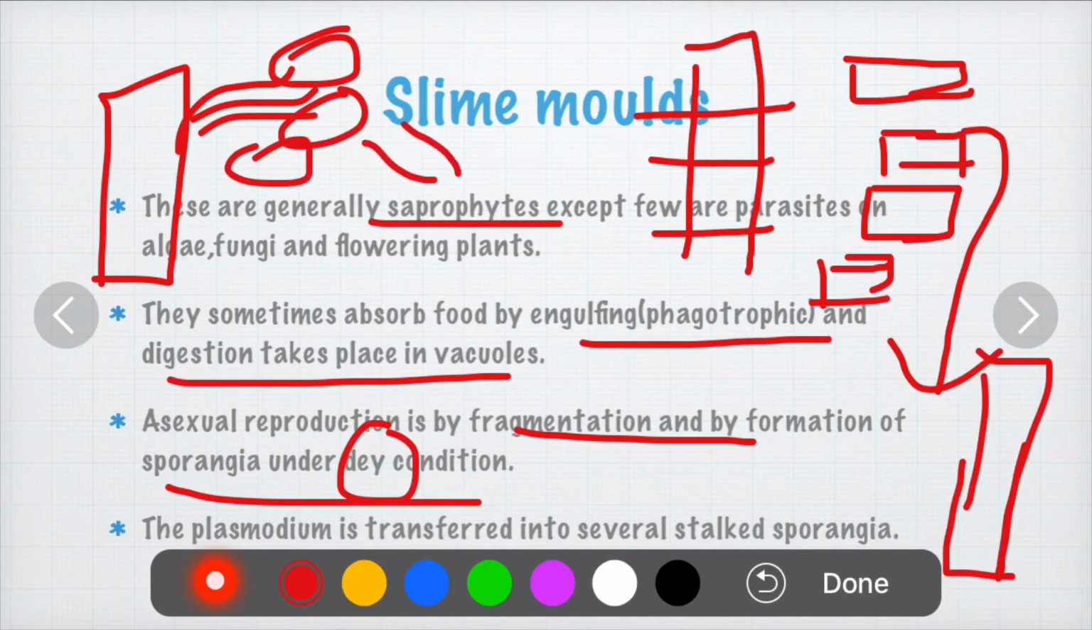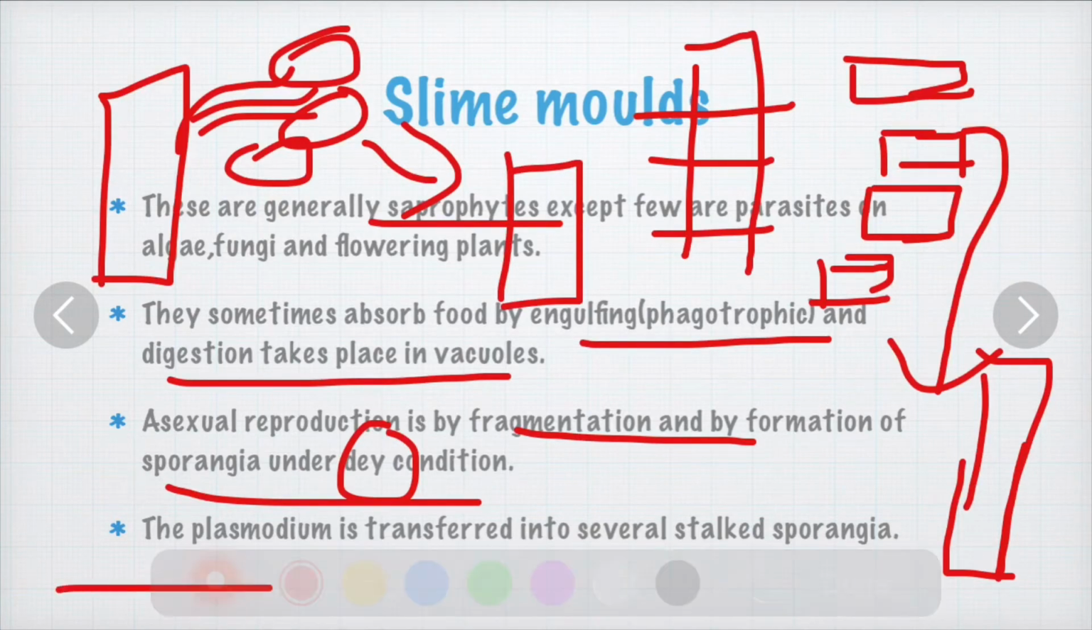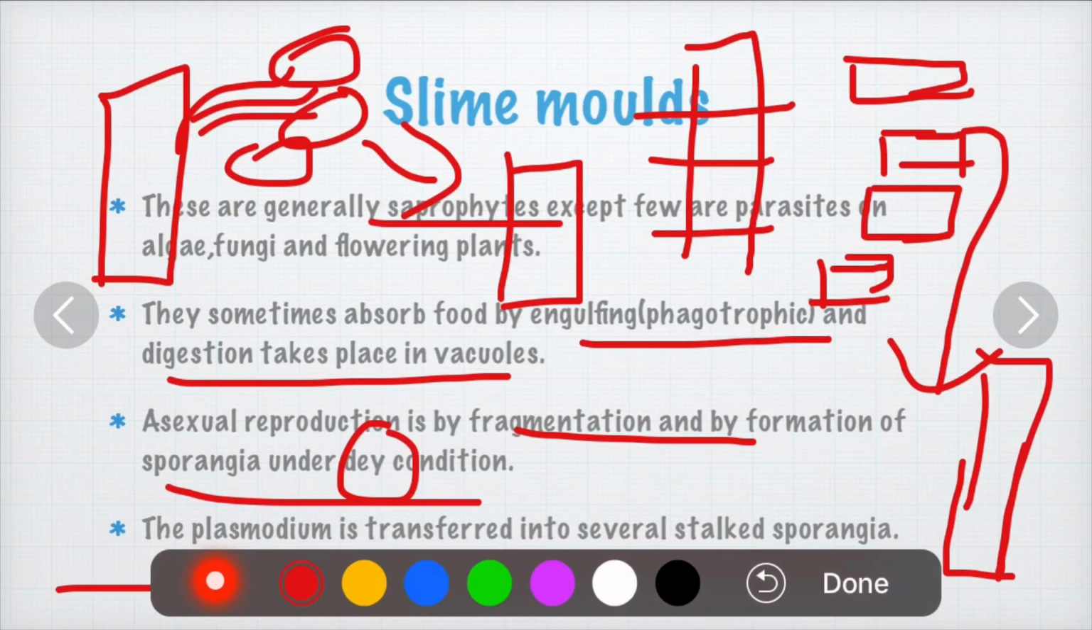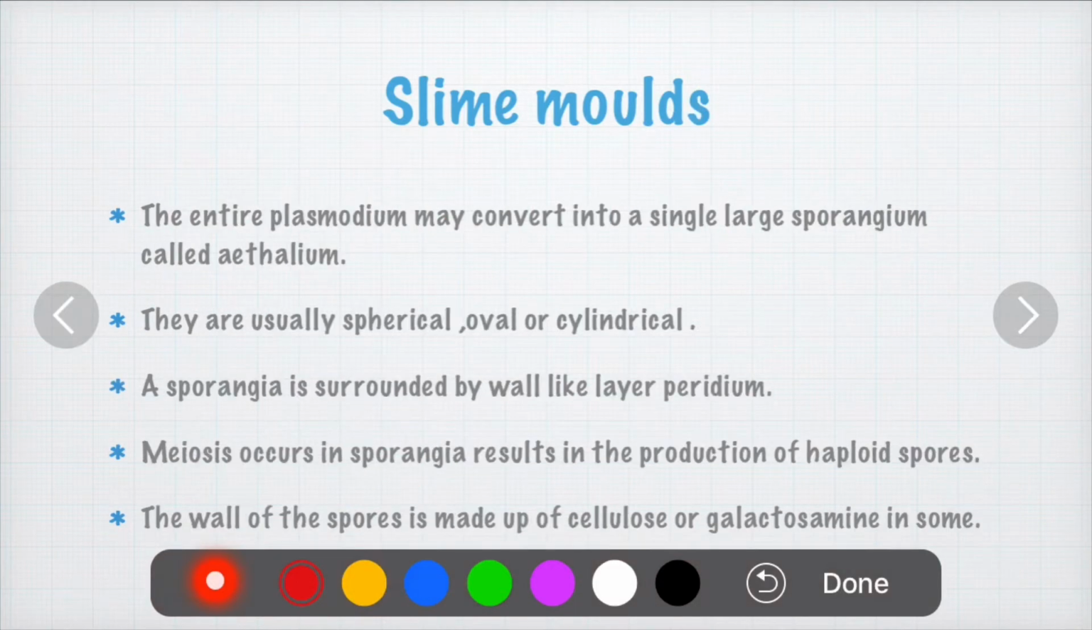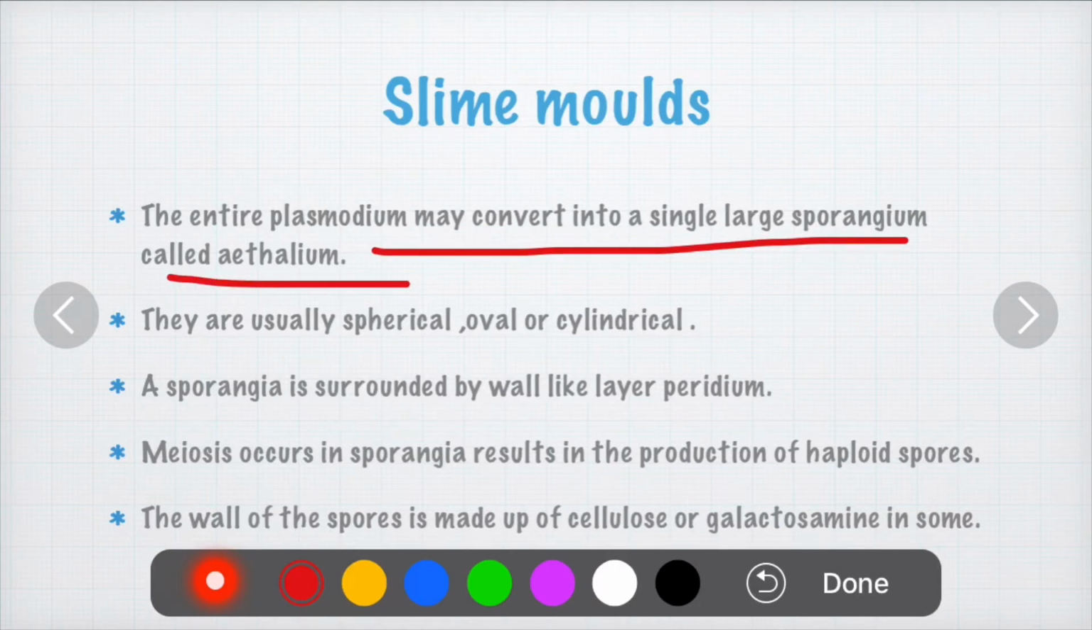So these spores further develop into a new slime mold. The plasmodium transforms into several stalked sporangia, so it is able to develop into an entire organism. Or in other cases, the plasmodium may convert into a single large sporangium, called an aethalium.